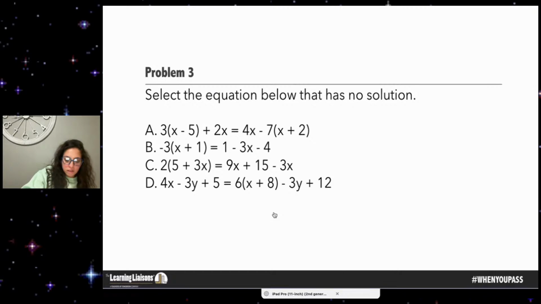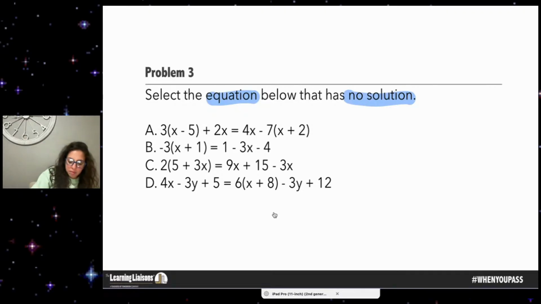So I am looking for an equation that has no solution. What that's going to mean is that when I solve it, I'm going to get something like 4 equals 7. If I get something like 2 equals 2, that means there's an infinite number of solutions. But if I get something like 4 equals 7, there's no solution because that's not possible.